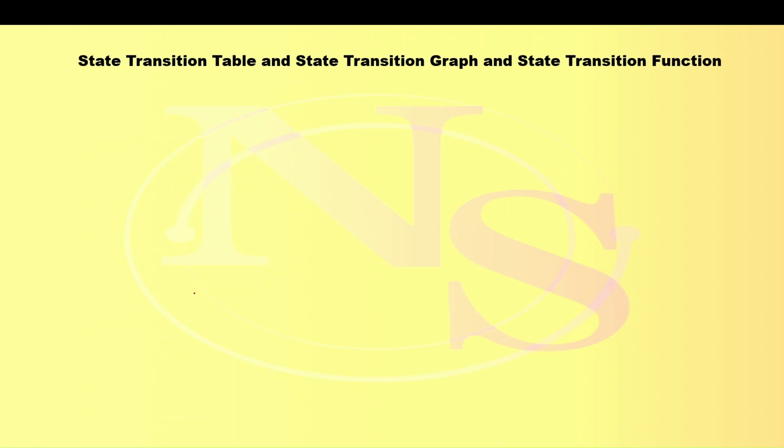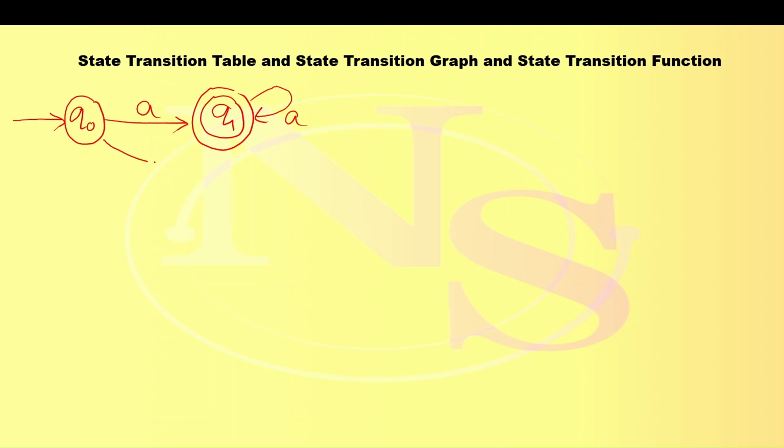So let's start. To understand this concept, let me take one example here. Suppose Q0 is a starting state and Q1 is a final state. Q0 reading A going to Q1, and Q1 has a self loop at A itself. You need not worry what the meaning of this transition is, as we are taking this example to understand the state transition table and state transition function.